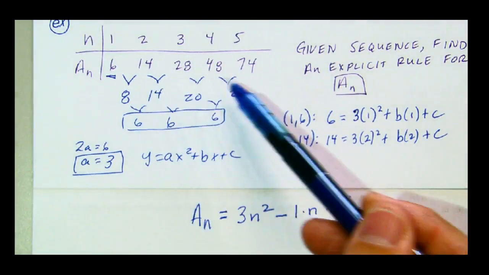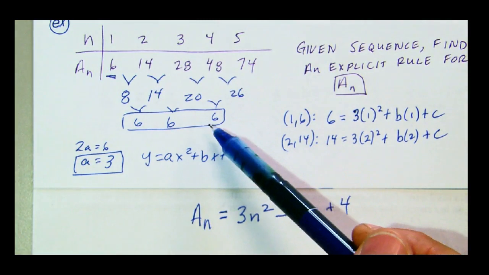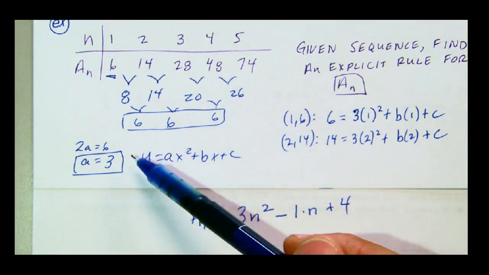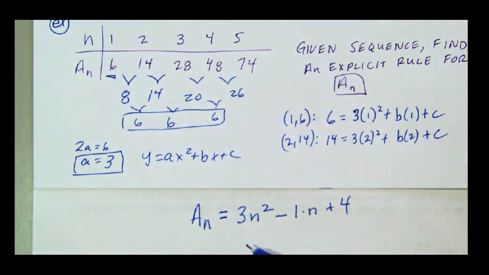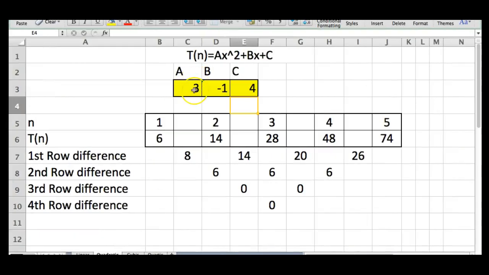So for this pattern right here, I get a second row difference of 6. We know that A is equal to 3. And so we get A sub n is equal to 3n squared minus n. I don't need that 1 in there, but I put it in there for effect, plus 4. And the spreadsheet, oh, voila. Same exact thing that we generated the sequence from.